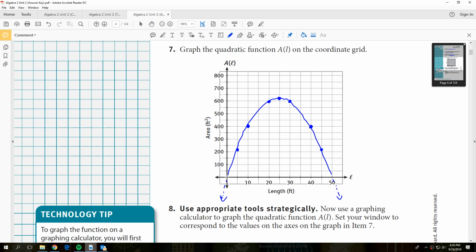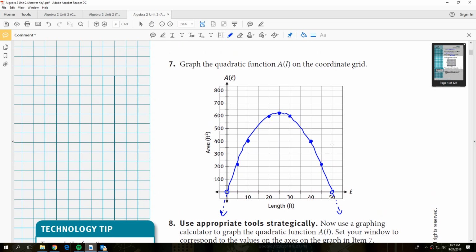Technically speaking, it couldn't actually be 0, and it couldn't actually be 50. If the length was 50, there would be no more room for height, or width, so it would just be a straight line or a segment. But could it be 0.000001? Well, yeah, it could be. So basically it goes all the way up to those points, not including them.